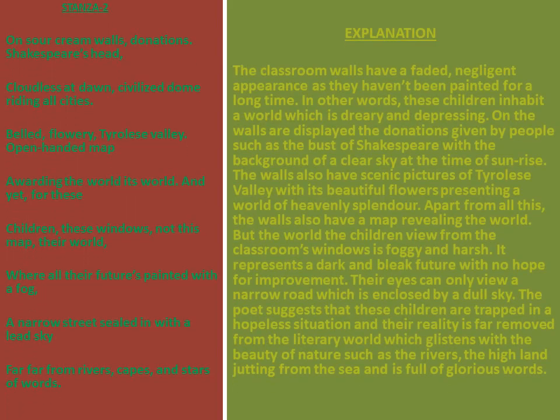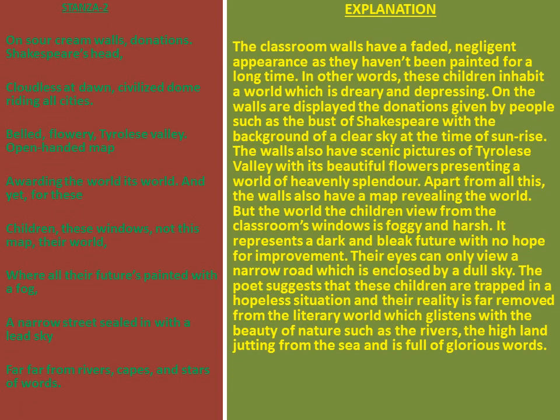Now, stanza 2. Let's check the explanation. The classroom walls have a faded, negligent appearance as they haven't been painted for a long time. In other words, these children inhabit a world which is dreary and depressing. On the walls are displayed the donations given by people, such as the bust of Shakespeare with the background of a clear sky at the time of sunrise. The walls also have scenic pictures of Tyrolese Valley with its beautiful flowers presenting a world of heavenly splendor.